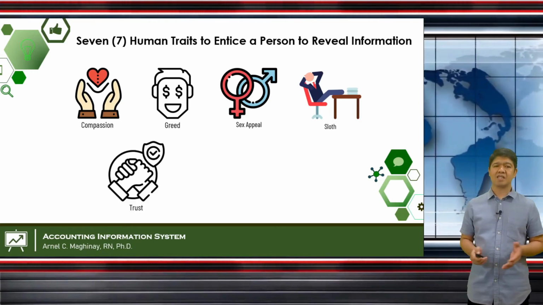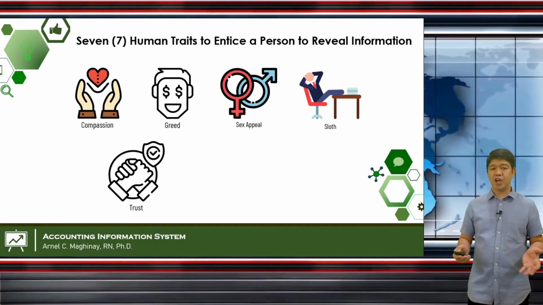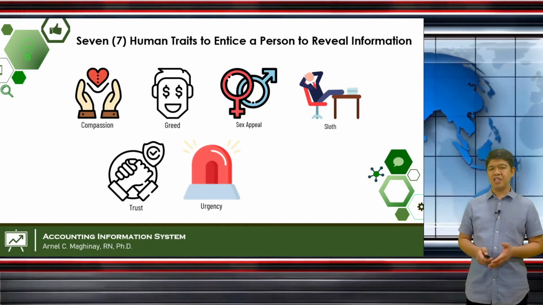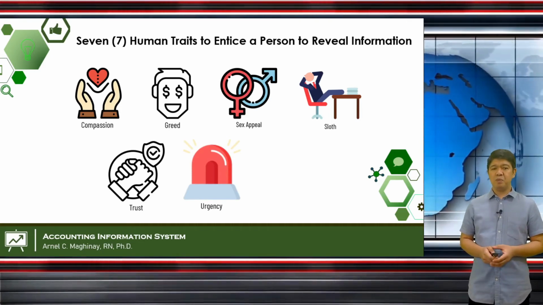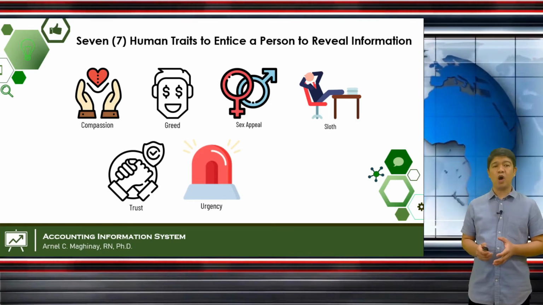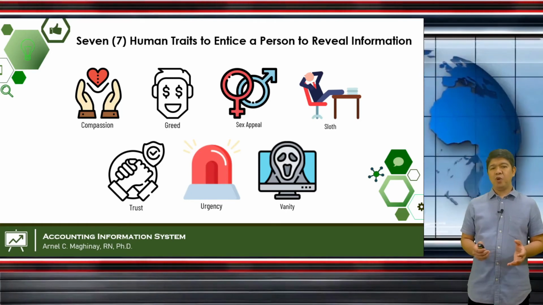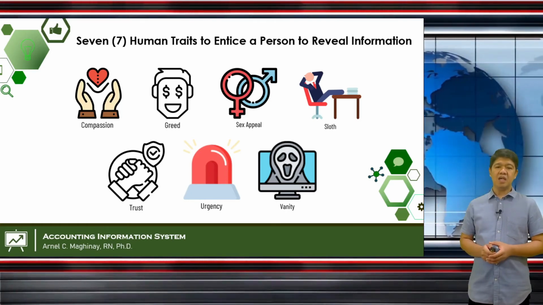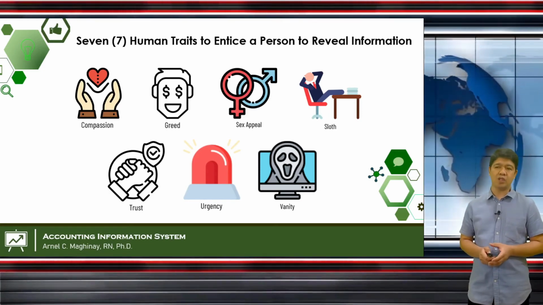Next, we have trust. People are more likely to cooperate with people who gain their trust. We have urgency. A sense of urgency or immediate need that must be met leads people to be more cooperative and accommodating. And we have vanity. People are more likely to cooperate if you appeal to their vanity by telling them they are going to be more popular or successful.